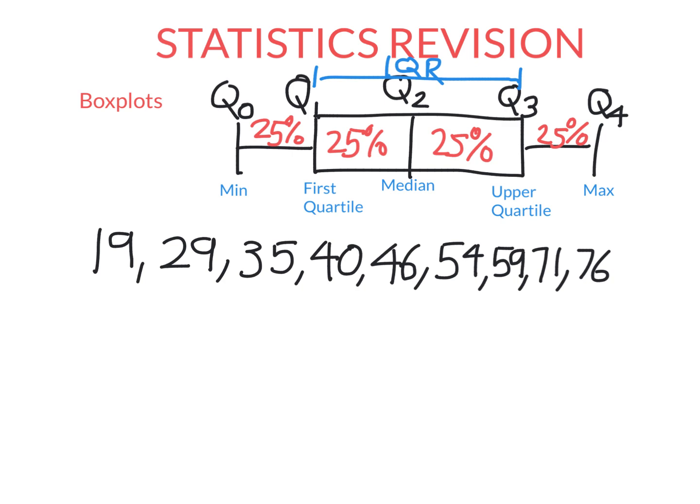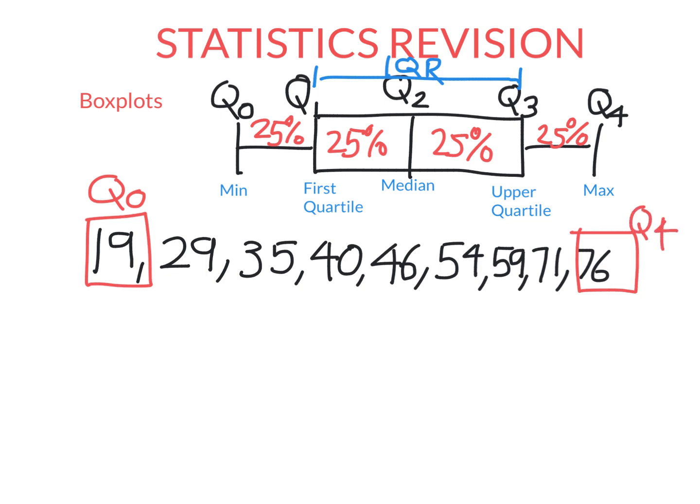So how would you calculate such a box plot? Well, let's say here we have a set of data. We actually have 9 scores. What we need to do is come up with these 5 numbers called the 5-number summary. Finding the minimum is actually really easy. It's just the lowest number, and Q4, the maximum, is just the highest number.